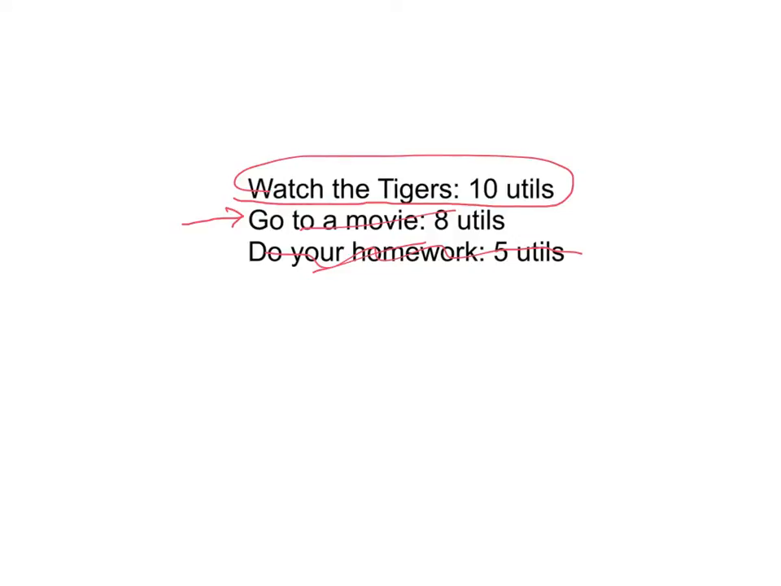Technically, you could have chosen one of these other options, but it wouldn't have been what we call very efficient. Because if you went to a movie, you can't watch the Tigers game. So you got 8 utils, but it cost you 10 utils. So you're actually down 2 utils. By watching the Tigers game, you're the best off that you can be.